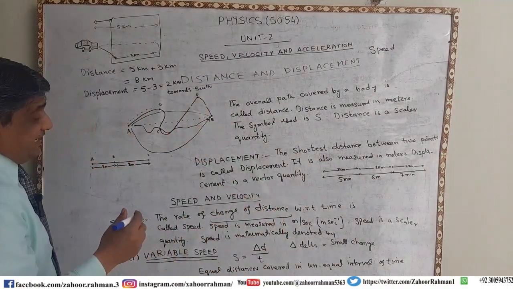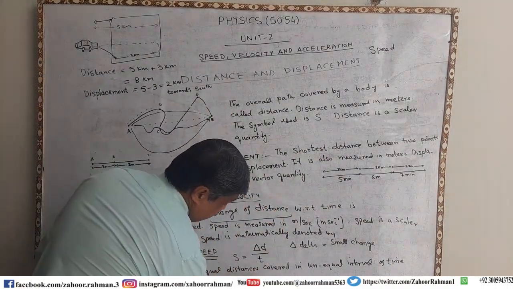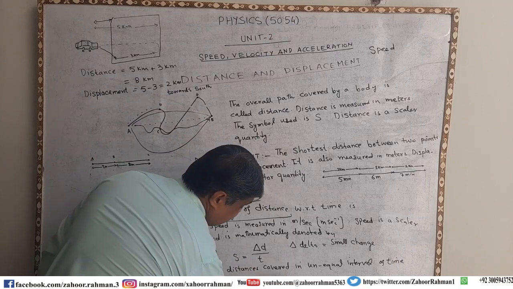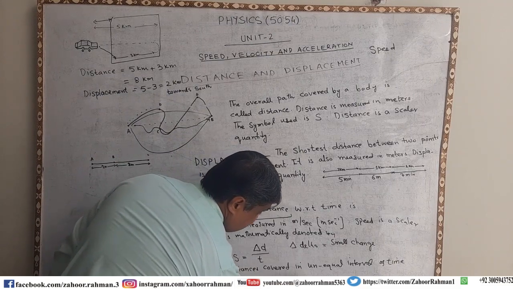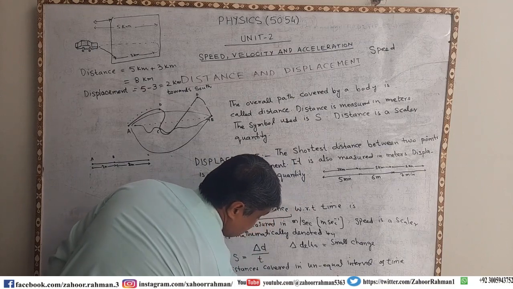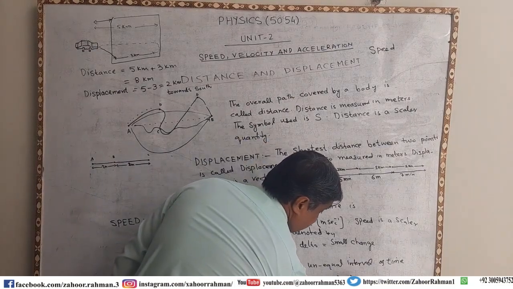In another way, I can say this, that unequal, this is the first distance, the second one is this one, and the third one is this one.